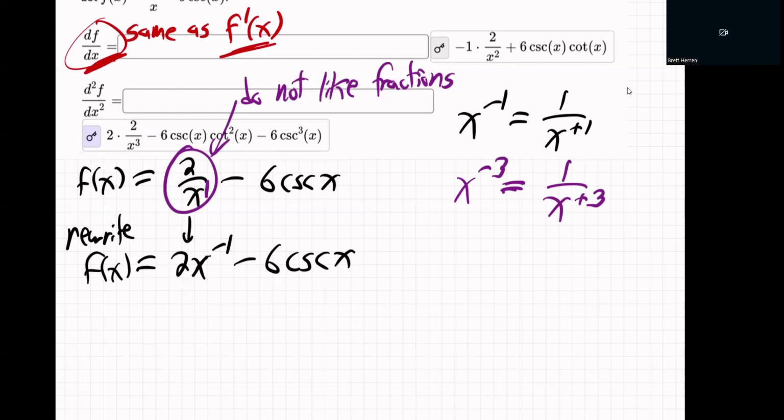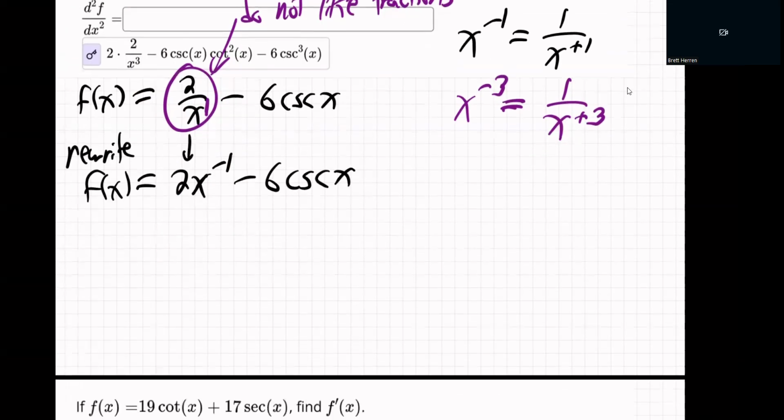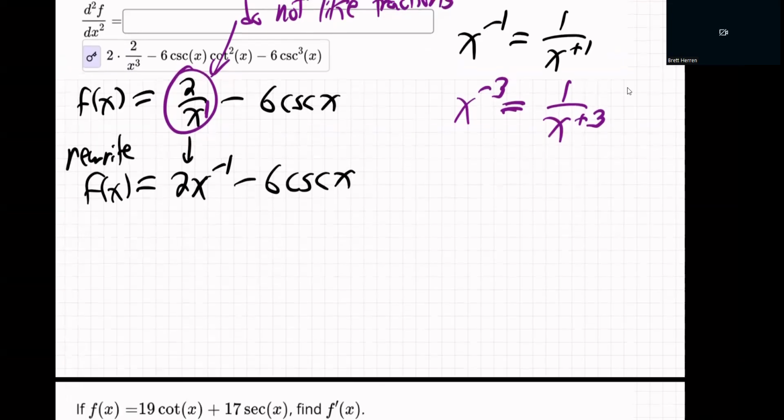So why don't I like fractions? They're a pain. You have to use the quotient rule. If you have a fraction and you do the derivative, that's called the quotient rule. I don't want to do the quotient rule. It's a pain. If I can avoid it, I'm going to avoid it. So anytime I've got a fraction, when I can, you can't always. That's why we have a quotient rule. But sometimes you can avoid it, rewrite it as not a fraction. So then take the derivative. Now it's derivative time.